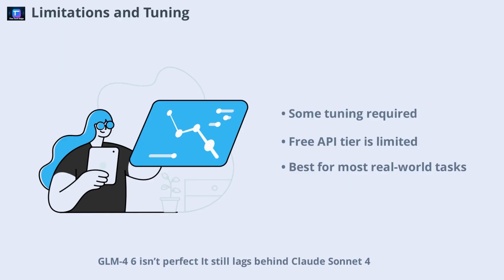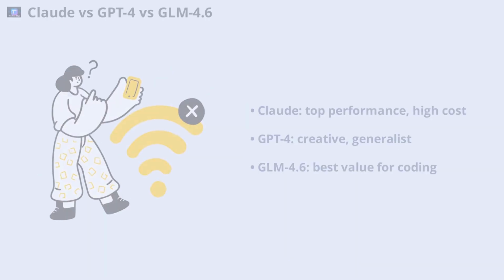GLM 4.6 isn't perfect. It still lags behind Claude Sonnet 4.5 in some specialized coding benchmarks, and running quantized models locally requires careful tuning. For example, you must use the Jinja flag with llama.cpp and enable KV cache quantization for long contexts. The free API tier is limited, so plan your usage if you're on a budget. Despite these quirks, for 90% of real-world embedded and software development, GLM 4.6 delivers excellent results at a fraction of the cost.